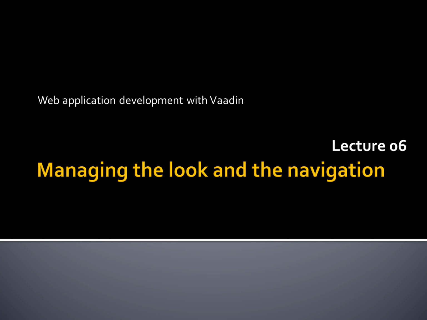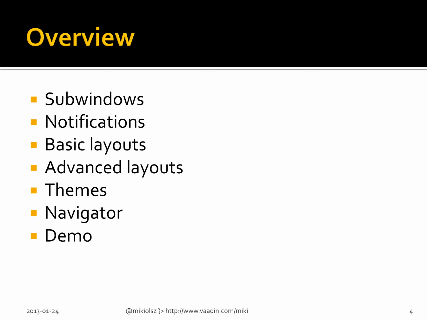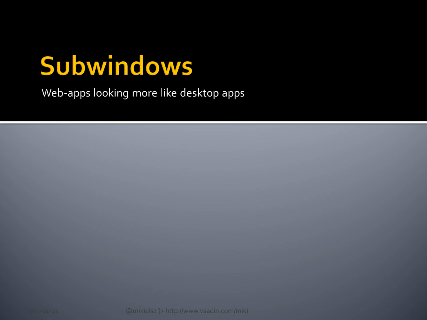So these are, along with all the previous lectures, this should be enough to get you going on the very first, very simple applications. This is what we are going to talk about today. So something about Subwindows, ways to show notifications to the user. Then we go to layouts, then something about themes, which is the CSS and styles of the application, then something about the navigator, and finally, time permitting, there will be some demo. So let's start with Subwindows.